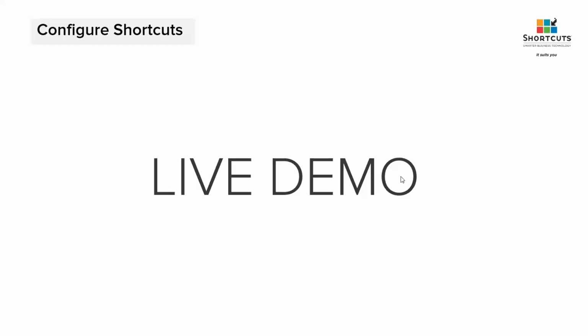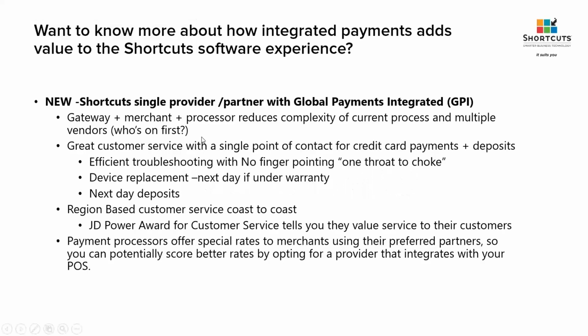So the other thing we need to talk about is if you're using shortcuts and if you have a standalone credit card machine, something you probably want to consider is signing up for our new global payments. So this is our integrated payment processor. We've worked with a lot of vendors in the past. We've worked with a lot of companies, and we did our due diligence, and we found a wonderful partner when it comes to credit card integration, so that your machine, your payment processing, all of this goes through Shortcuts.